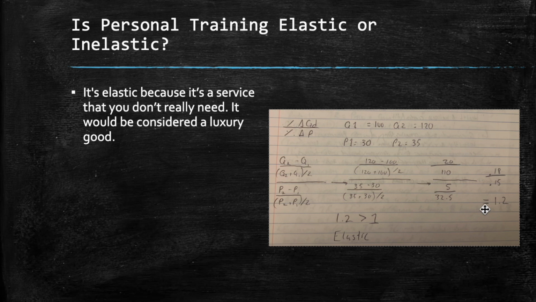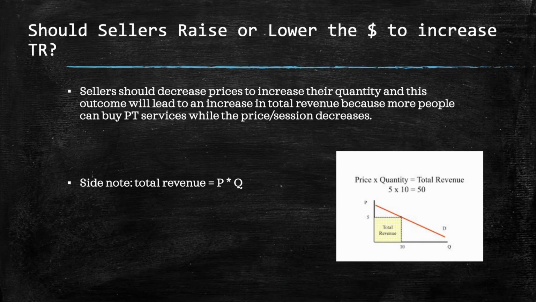And because 1.2 is a greater number than 1, it's elastic. If it was less than 1, it would be inelastic. And if it was equal to 1, it'd be unitary. And, right, we say it's elastic. Elastic basically means you don't really need the service or good. It acts as a luxury good, whereas inelastic acts as a necessity and you need it. And that's the difference between elastic and inelastic. So our product, our service, is elastic. So based off our conclusion to the previous slide, personal training is elastic.